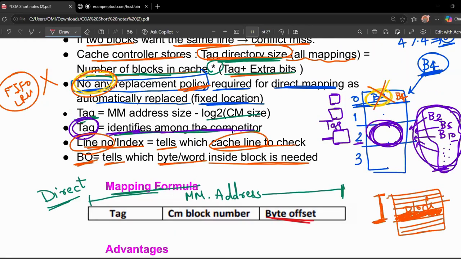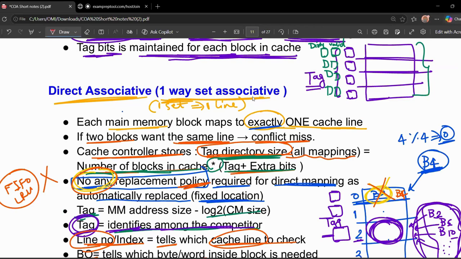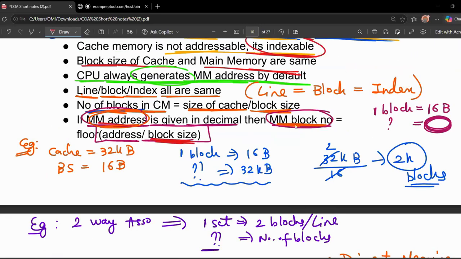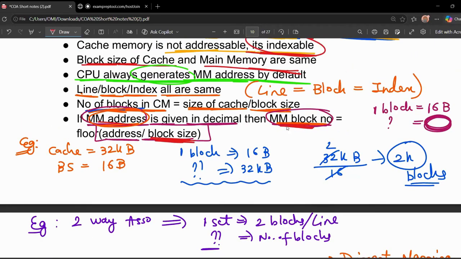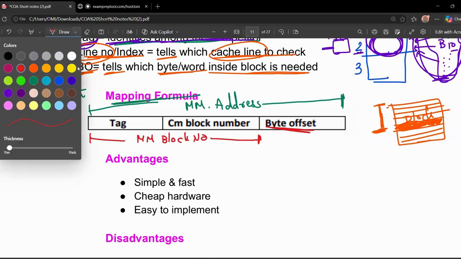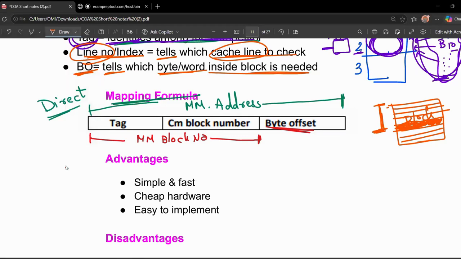Look into this formula. If the main memory address is given and you divide by the block size, what you will get is the main memory block number. This is the main memory block number. Now, look carefully. If you have the main memory block number, how do you find the cache memory block number?